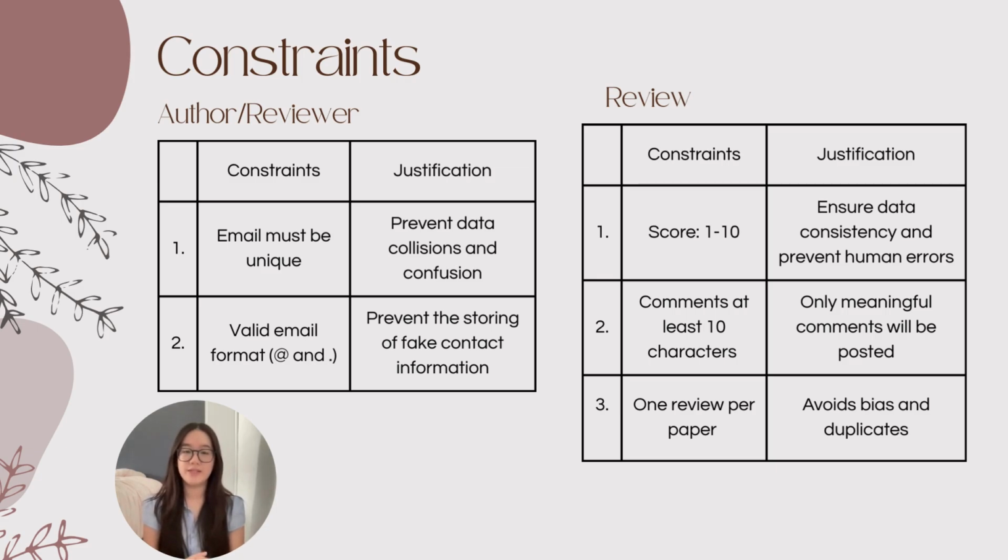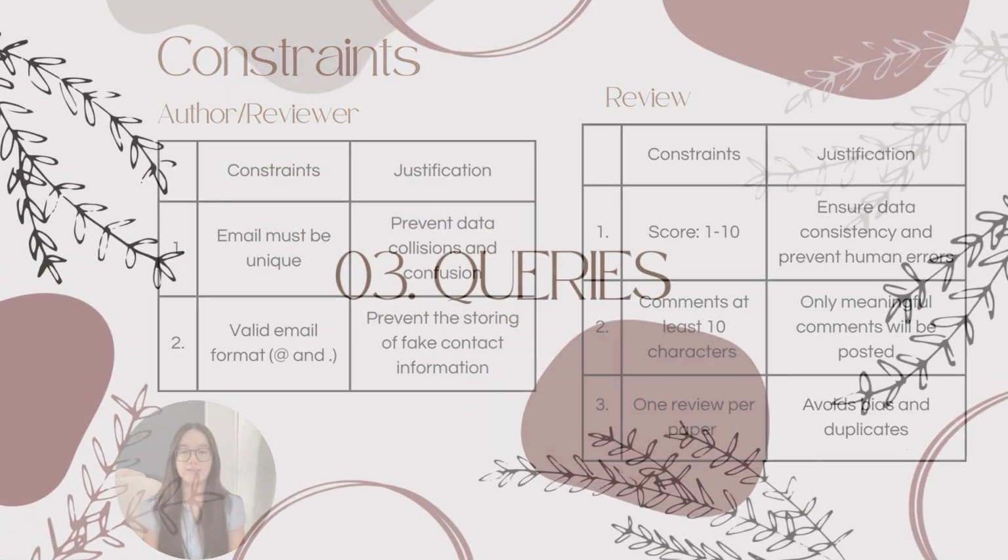Finally, we have the unique reviewer check, which prevents a single reviewer from submitting multiple reviews for the same paper. This is crucial for maintaining a fair, unbiased, and transparent evaluation process. By combining these 10 constraints, the GRCMS ensures that all data is accurate, logical, and ethically handled.